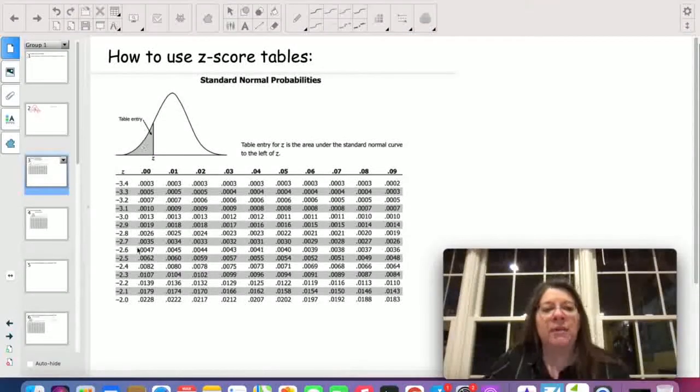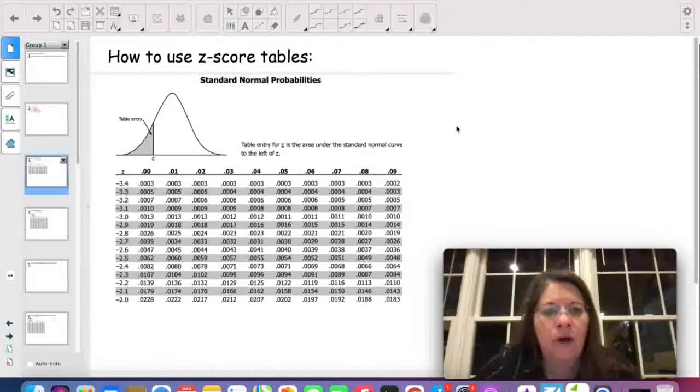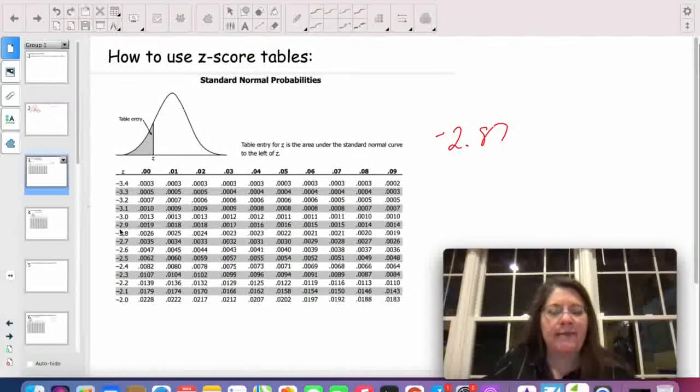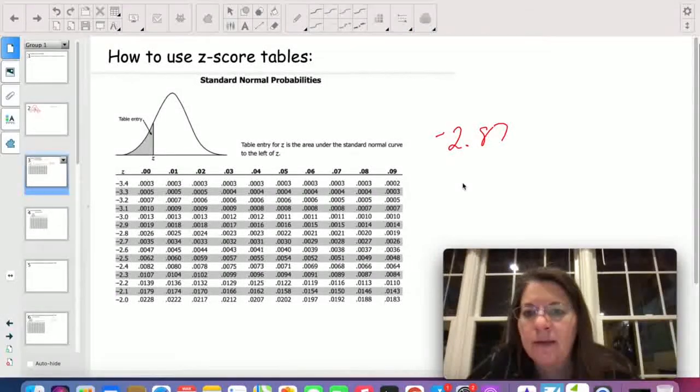So if I look up a z-score, let's just say I have a z-score of -2.87. Well, to look up -2.87 in my table, let's see, here's -2.0. So -2.8 is here. And then I'm going to scroll all the way over to the 0.07, which is right here. So this is -2.87. See how I'm doing that? And that gives me a 0.0021. So that is 0.0021.